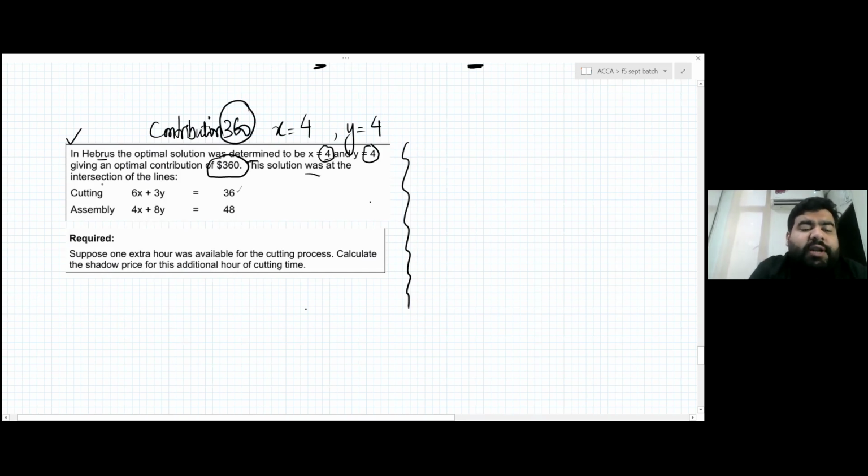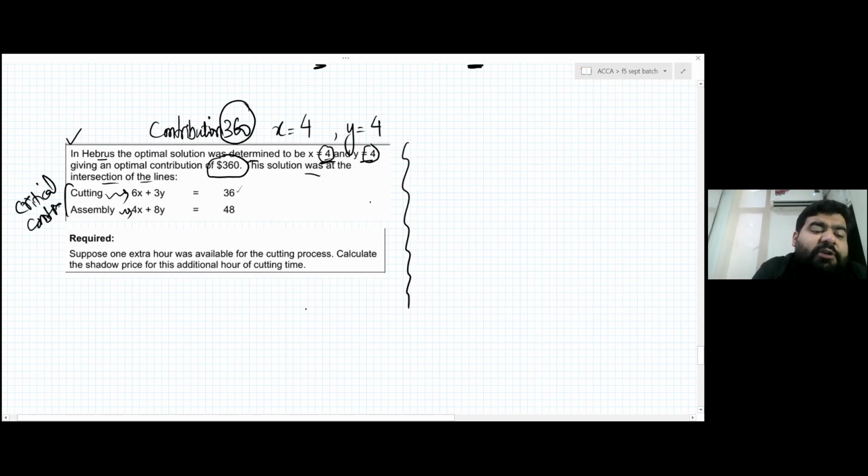The solution was at the intersection of these lines. Basically they have also given you the equations of intersection, meaning the equations that were raised due to the optimal point. So these two equations were used to calculate these values, x is equal to 4 and y is equal to 4. There are two departments, cutting department and assembly department. It means both are critical constant.